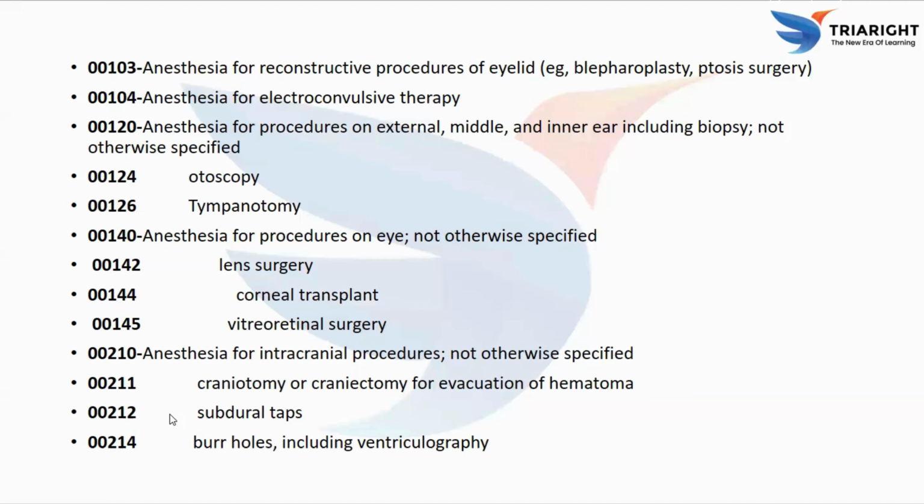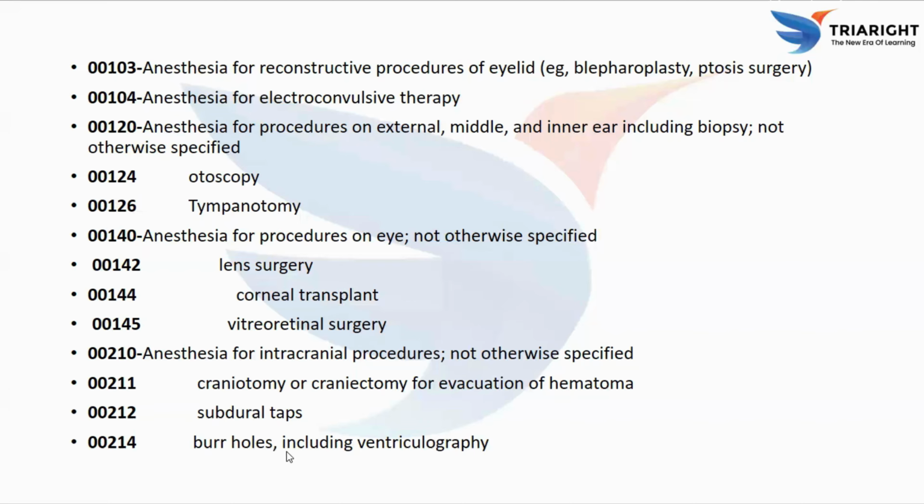00210 and 00211, 212, 214. These are anesthesia for brain and intracranial codes. So 00210 is the general code. This is used when the brain procedure is not otherwise specified. Whereas 00211 is for craniotomy or craniectomy. This is used for opening the skull to remove a hematoma or blood clot. And subdural taps mean removing the fluid or blood from the subdural space. So you have to assign 00212 for subdural taps.